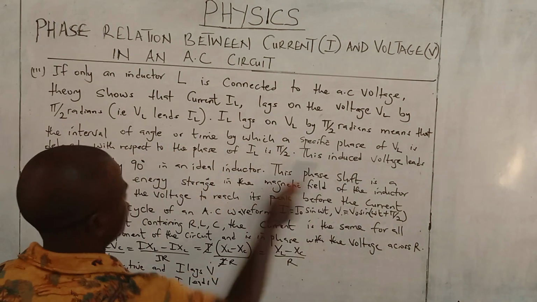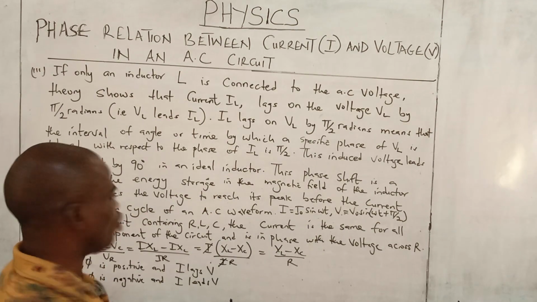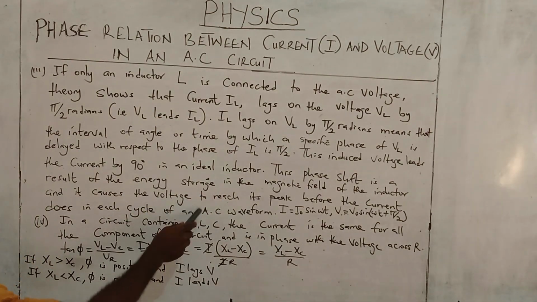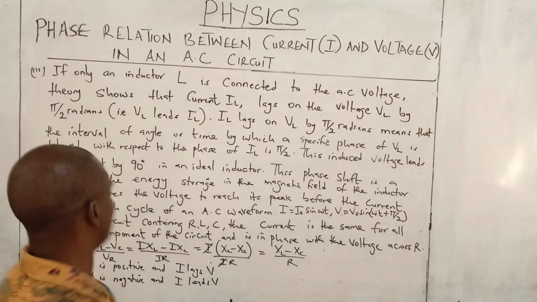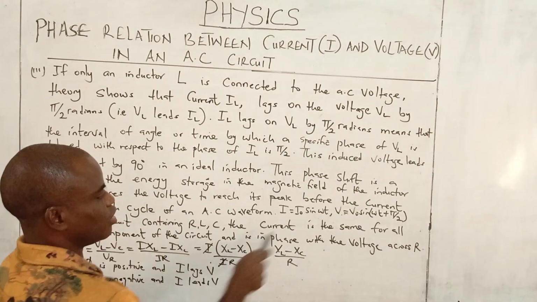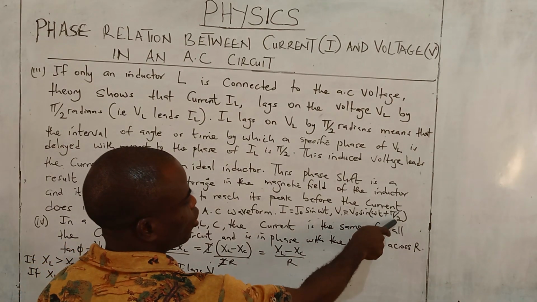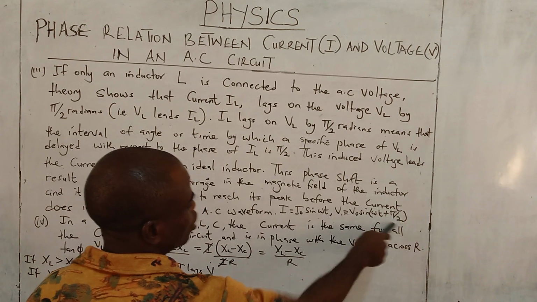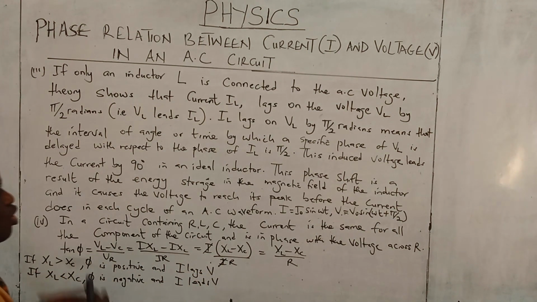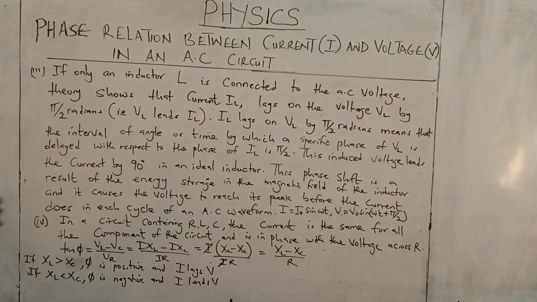Now, this phase shift is a result of the energy storage in the magnetic field of the inductor, and it causes the voltage to reach its peak before the current does in each cycle of an AC waveform. Now, I is I naught sine omega t, and V is V naught sine omega t plus pi over 2. This is what makes voltage lead the current because of the energy storage in the magnetic field of the inductor.